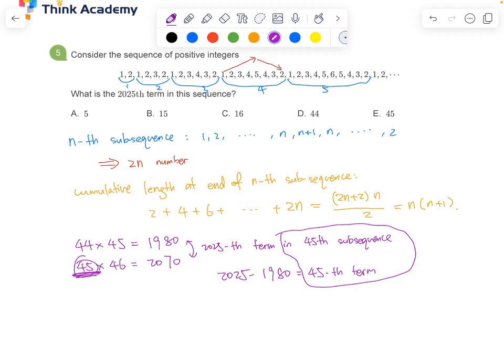Okay. What would the 45th subsequence look like? It would just look like 1, 2, and so on, until the maximum 46 and then decrease to 2. So what is the 45th term? The 45th term would just be 45. So the answer is E.